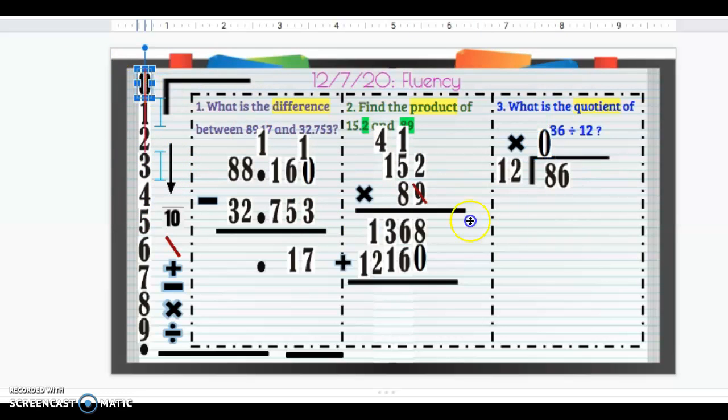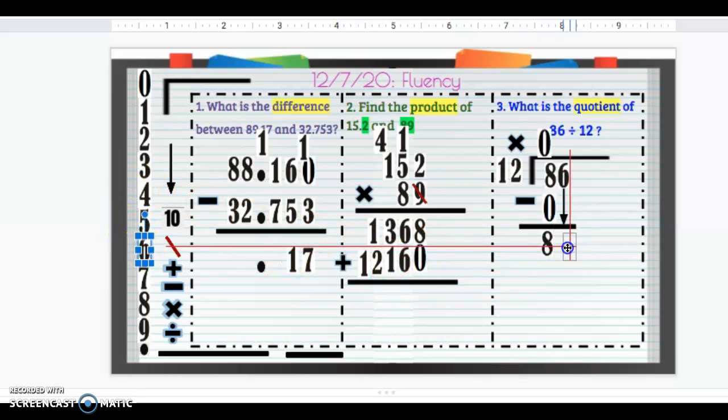So I put a 0 below the 8 because 12 times 0 is 0. I subtract. 8 minus 0 is 8. And then I have to bring down the 6. And then I have to ask myself, how many times does 12 go into 86? Because I brought that 6 down.